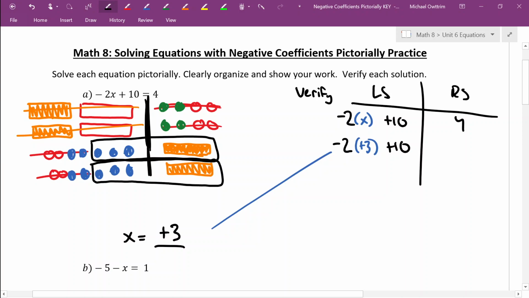-2 times positive 3. Negative times positive is negative, and 2 times 3 is 6. -6 plus 10, negative plus positive, we're going to subtract the numbers. 10 take away 6 is 4, and we'll keep the bigger number. 10 was positive, so positive there. Is positive 4 equal to 4? Yes, it is. And so our solution is verified. It is an accurate solution.